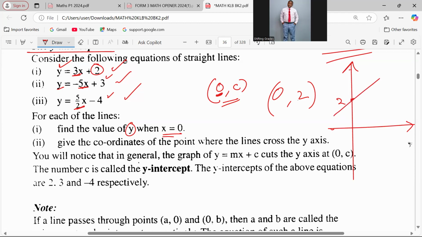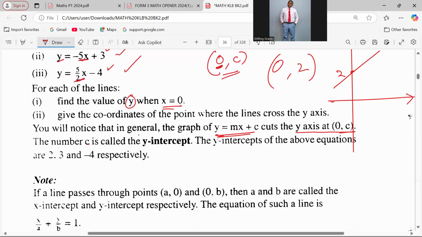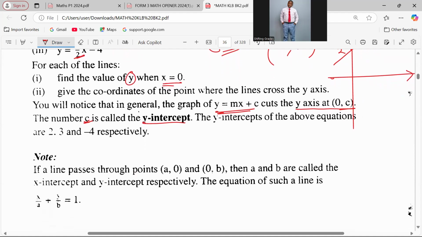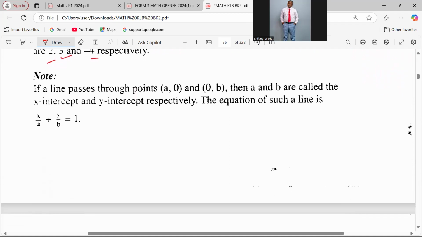So the y-intercept can be read from the equation. With this kind of equation, we need to know that this line will cut the y-axis at point (0, c). So the value c is called the y-intercept. For the above equations, we have 2, 3, and negative 4.